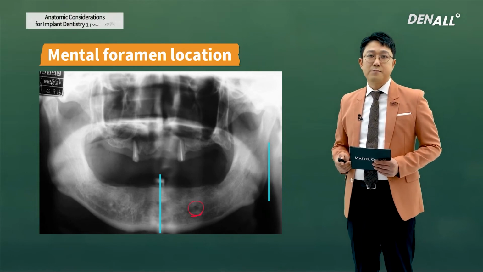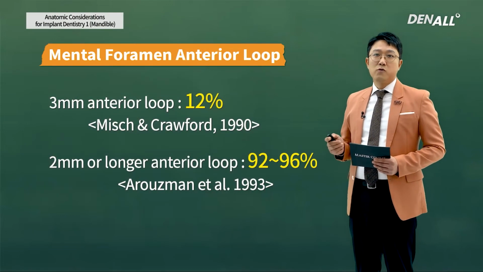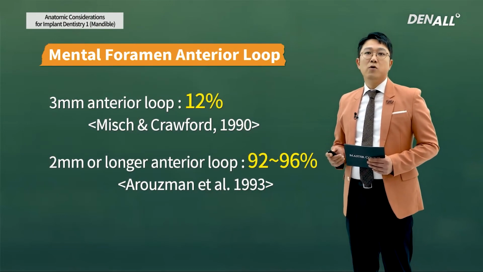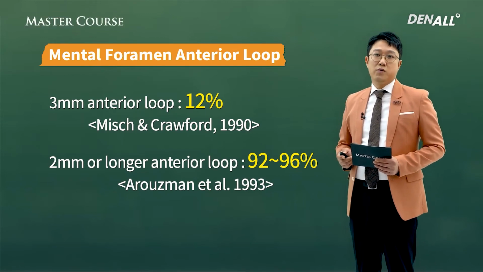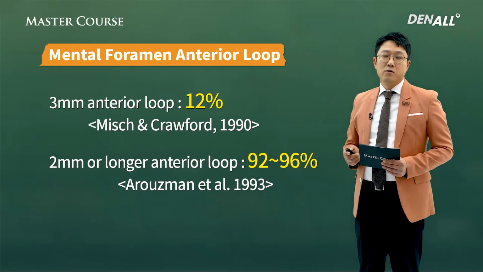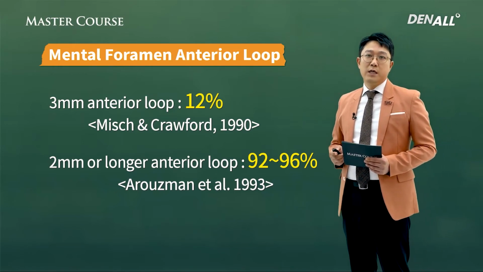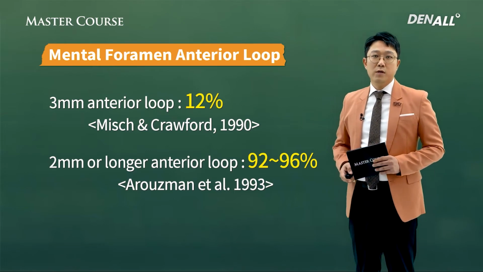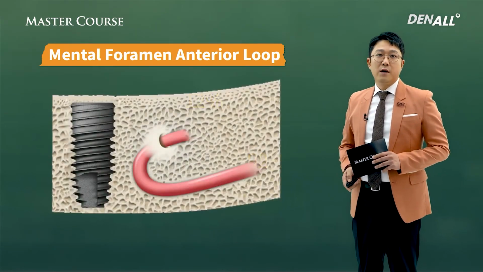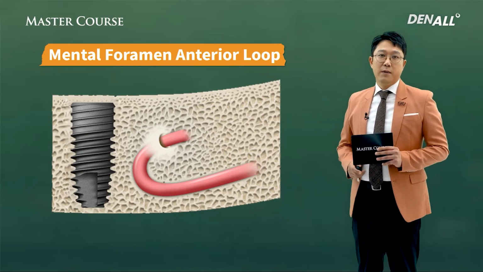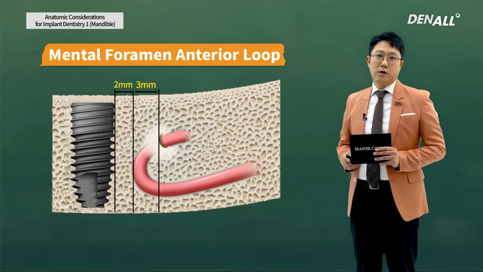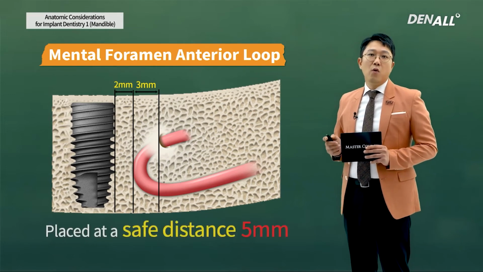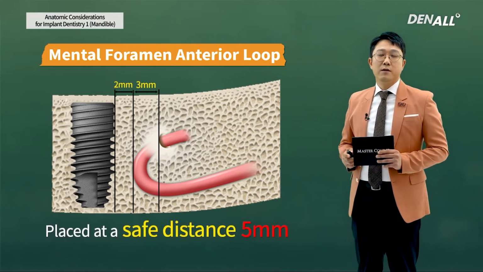The mental foramen has the anterior loop. According to Misch and Crawford, in 12% of the cases, the anterior loop is 3 mm long. According to Arousman, in 90 to 96% of the cases, the anterior loop is 2 mm or longer. So when you place an implant anterior to a mental foramen, the anterior loop is 3 mm and a safe space of 2 mm should be secured. Therefore, an implant needs to be placed at least 5 mm away from the foramen.